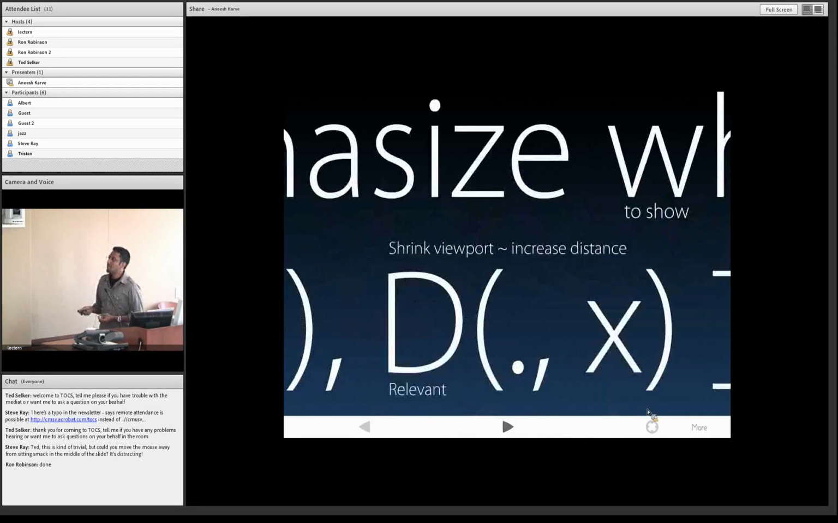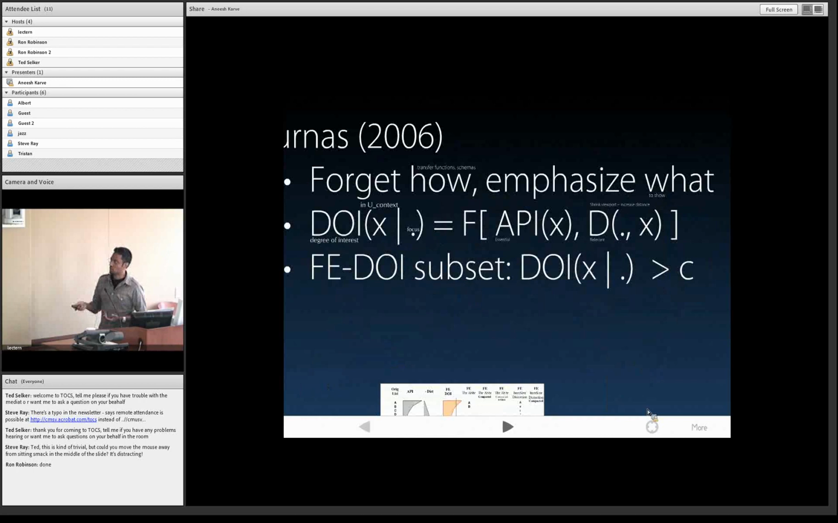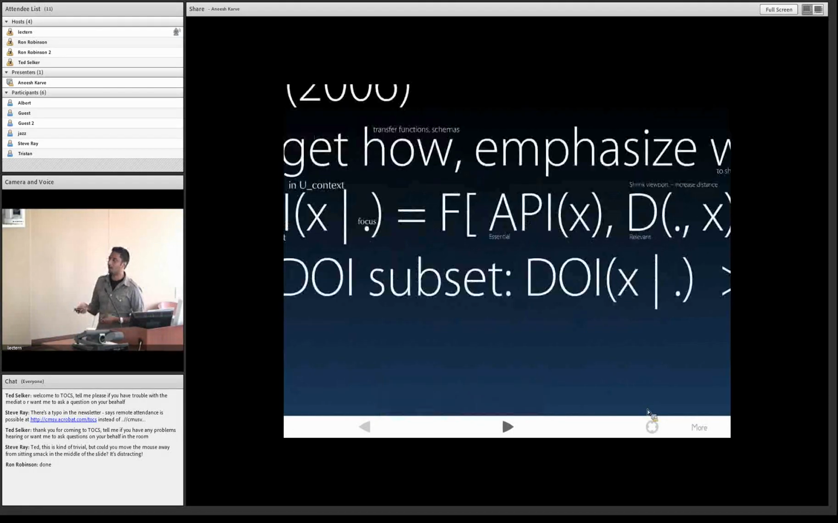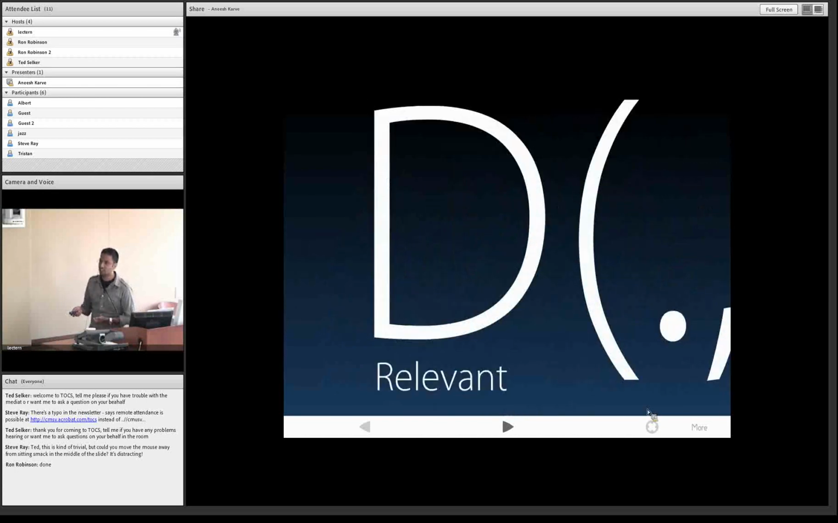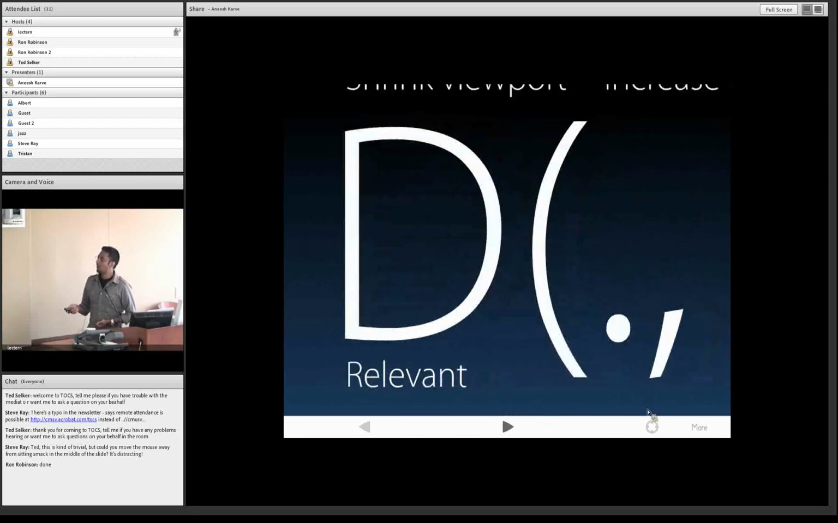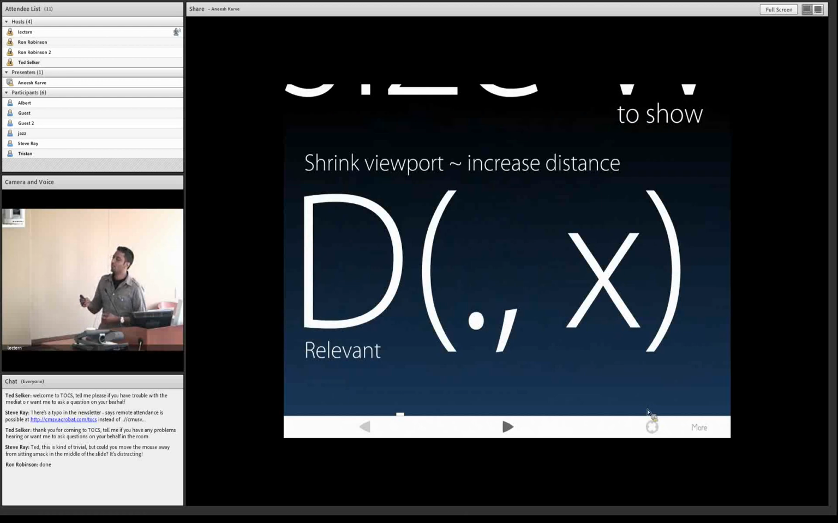And so what that means, the answer to the question of what you show, is you show what's interesting. And what's interesting is dictated by what is essential, what is globally important, and what is relevant to the current focus. And now, if we zoom out, the important realization is that decreasing the size of the viewport has the same effect as increasing the distance to unrelated content.